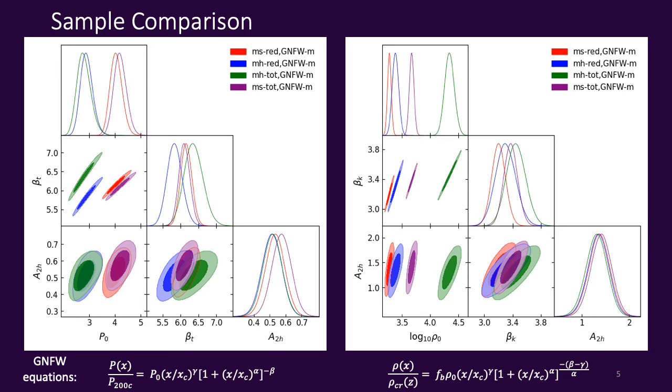So here I have contours of MCMC fits of the profiles with the different colors corresponding to the different populations being fit. So the main point here is that we see differences in the parameters, sometimes with clear separations between the different modeling choices, and other times just as a spread in the values.